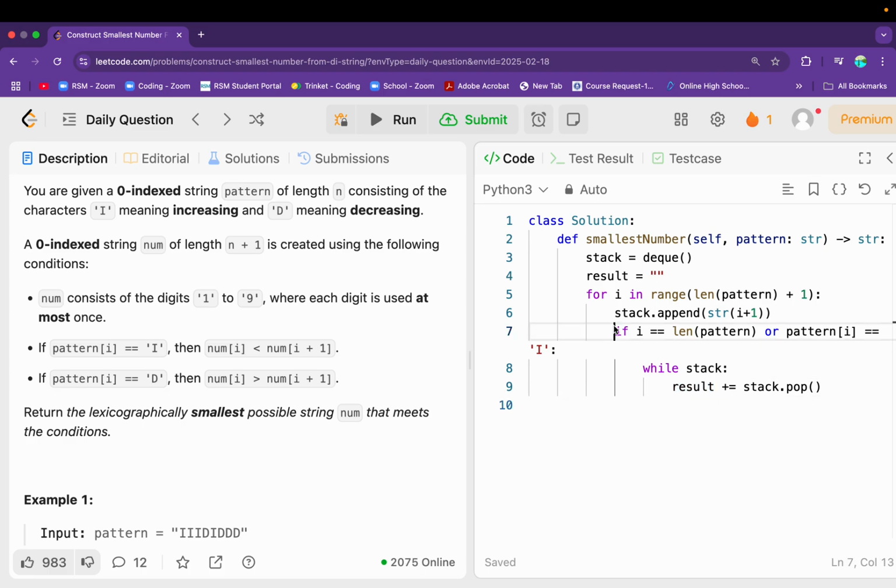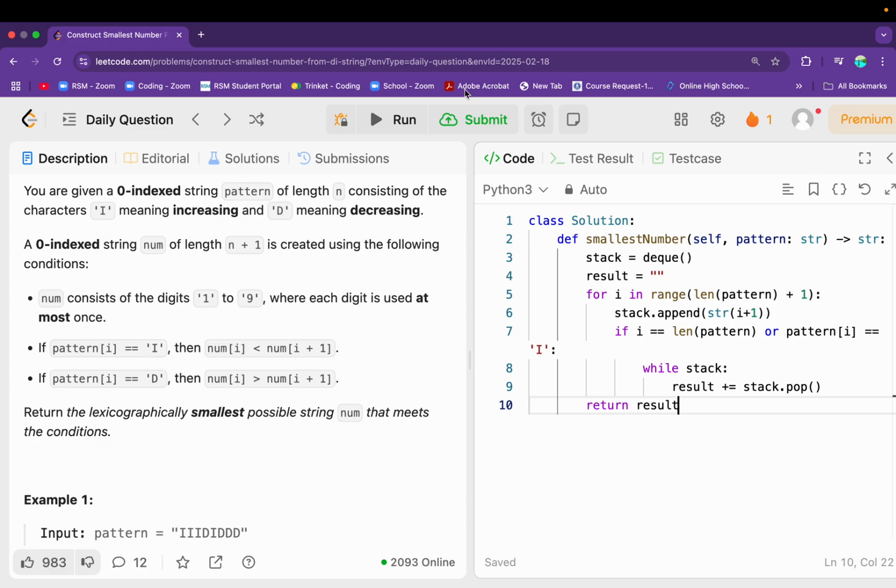So if this condition is met, meaning we've hit the end of the string, or the current element is supposed to be in increasing order, we then have to pop all the elements from the stack while it's non-empty, and append them to the result. That actually makes sure, and this is the key point here, that all the numbers we add in decreasing sequence are arranged correctly and sequentially. And effectively, once this is done, we simply return our resulting string. It's the constructed string, which would be the lexicographically smallest number that satisfies the given pattern of I's and D's.